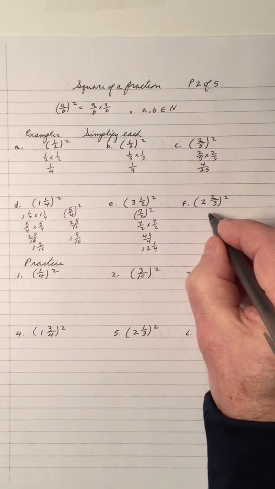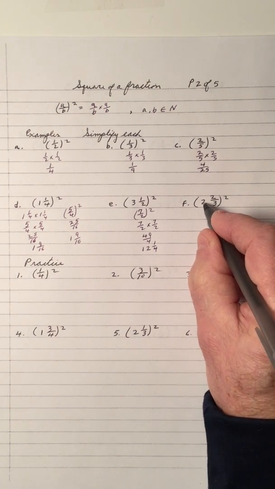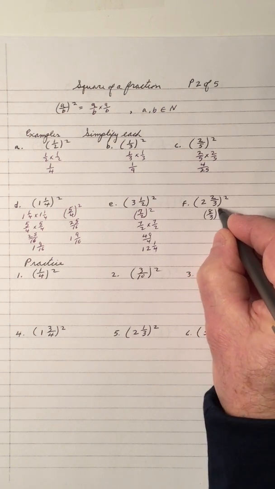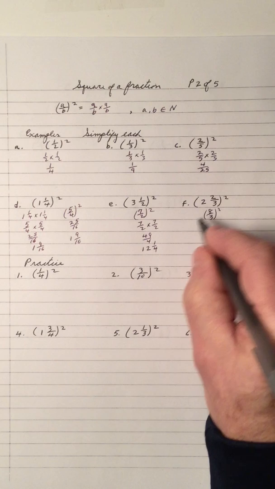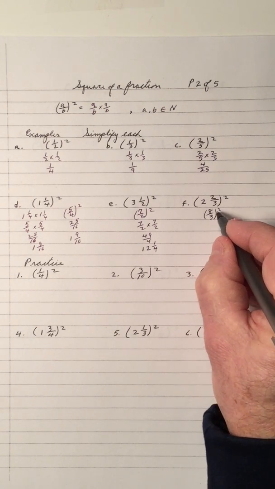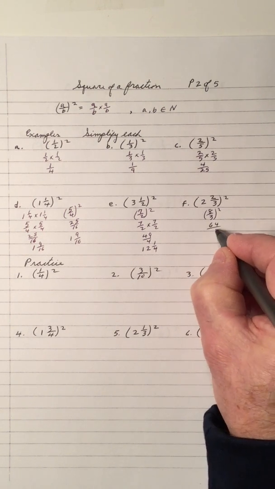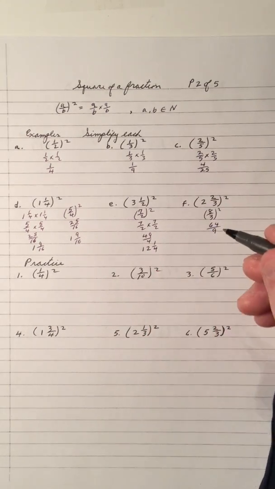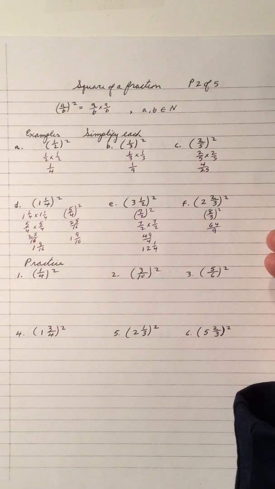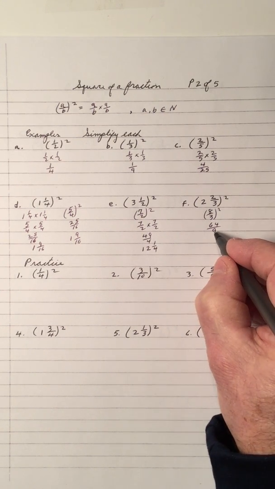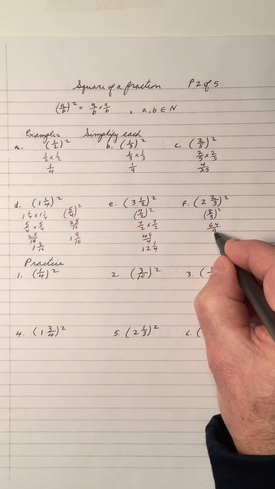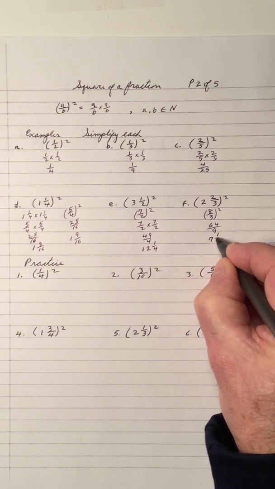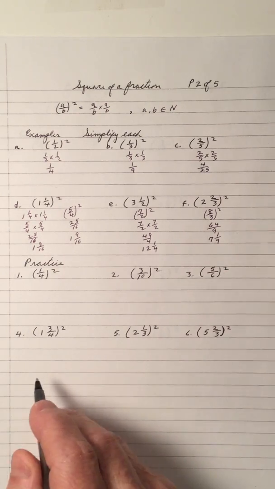So 2 2/3 squared is 2 times 3 is 6, plus 2 is 8 over 3. Now if you want, you can square this without writing it down. You can say 8 squared, 64, 3 squared is 9, if you know what you're doing, and you know that when you square, you multiply by itself. 7 nines are 63, and 1 left over. So it's 7 and 1/9.